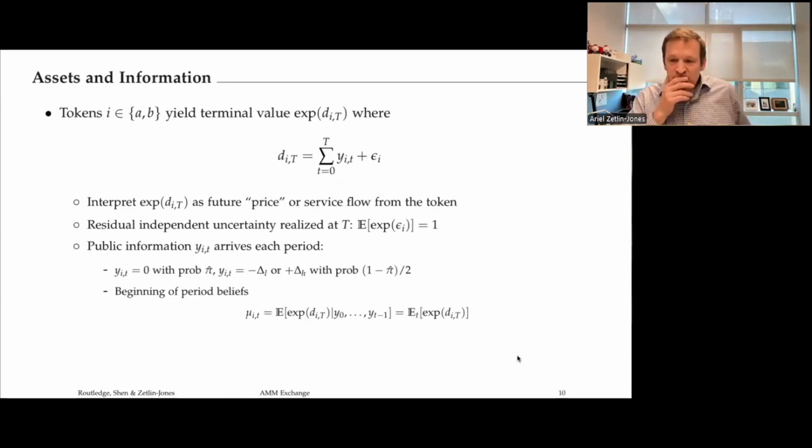Do you have any questions? I think you assume that there is no gas fees cost to update positions, right? Correct. For today, there's not going to be any cost to actually making these changes.